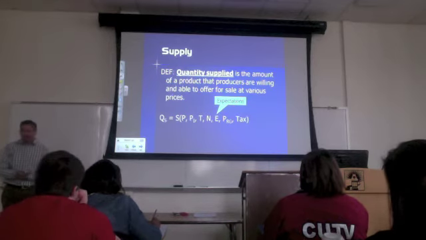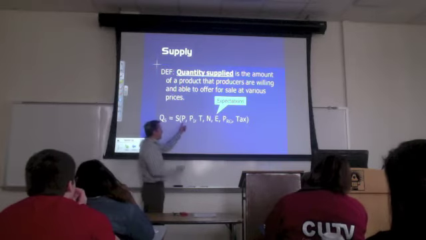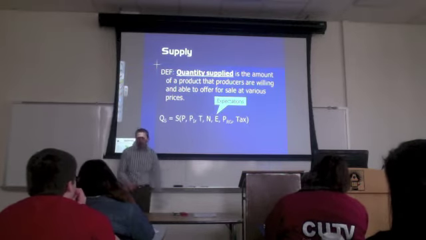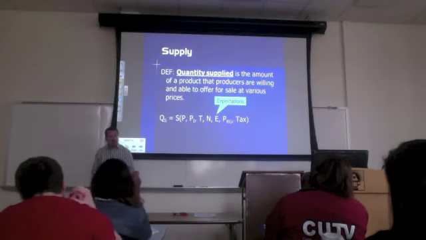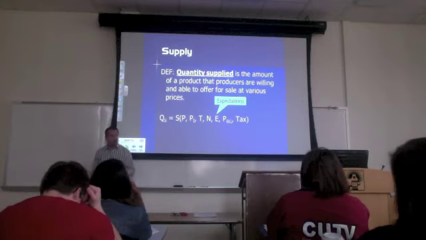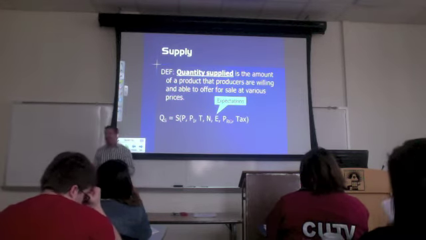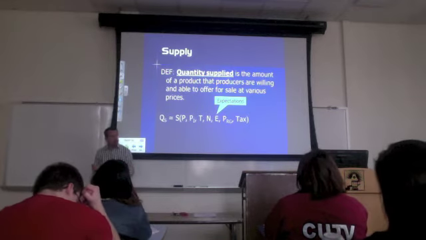E, once again, represents expectations. So just like consumers can have expectations about the future, firms can have expectations about the future. They might, like consumers, have some expectation about the future price, right? A firm might think that, well, right now the price of my product is $100, but maybe in a year I'll be able to sell it for $150.